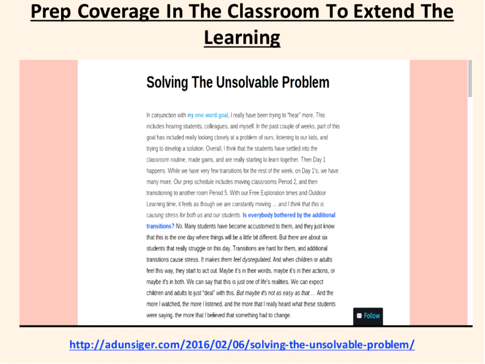And the other piece is that whole idea of looking at how prep coverage can actually extend the learning that's happening in the classroom. And this is something that I've started doing this year in kindergarten. And I blogged about it professionally recently because of even a different change that I had made. So initially when I started the year, I had 2 prep coverages that were covered in the classroom.